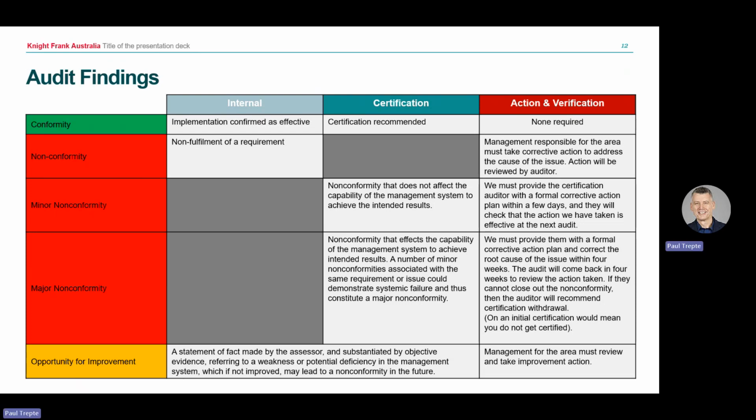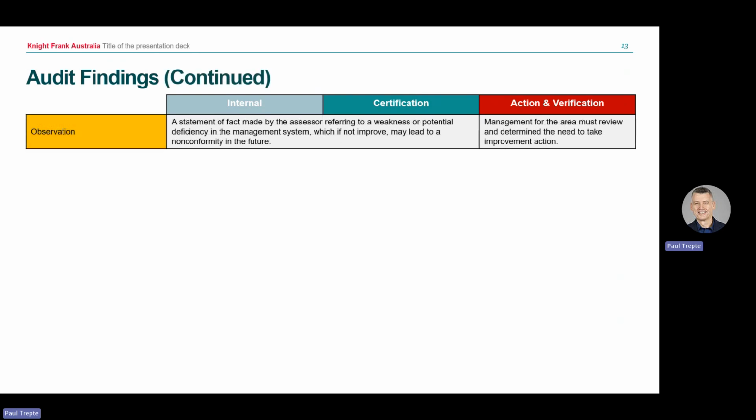It's a statement of fact made by the assessor and substantiated by objective evidence, where we refer to a weakness or potential deficiency in the management system, and it may lead to a non-conformity in the future. I'm just going to jump to the next slide, and we will come back to this because the final bit while I'm looking at internal. And then also there's an observation. An observation is quite similar to an opportunity for improvement, but it's usually just a statement of fact.